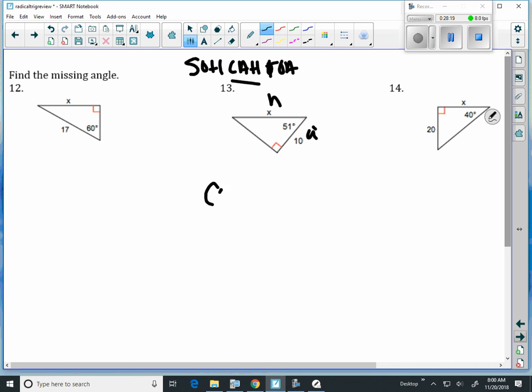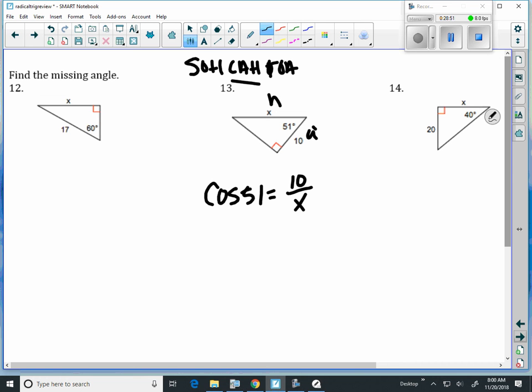So we're going to do cosine of 51 equals, and then it's adjacent over hypotenuse. So 10 over x. This is what's different. What do you notice that's different from the last three that we did? It has to do with x. It's in the denominator. It's not the same problem. You can't just multiply by 10, because x is in the denominator.